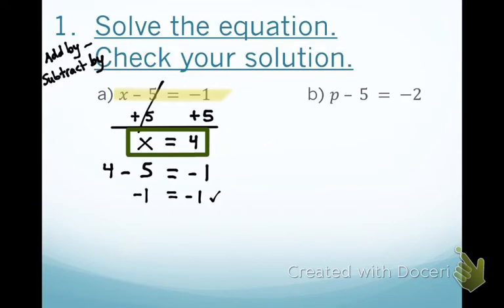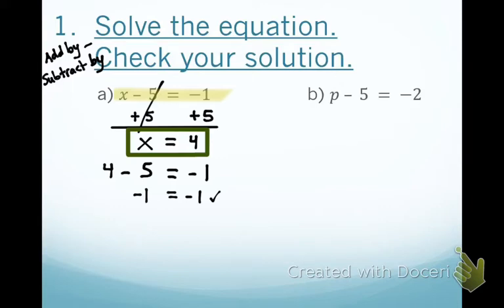All right, we're going to do an example B that looks very much like example A. First things first, our rules at the top tell us to identify the variable. Kaylin, what is my variable? P, very good. Gerard, what is not allowing P to be alone? Now I want you to use these words: add by 5 or subtract by 5. So what's not allowing P to be alone? Subtract by 5, very good.